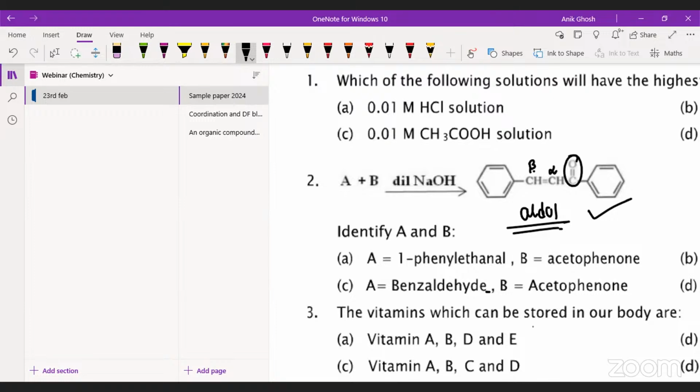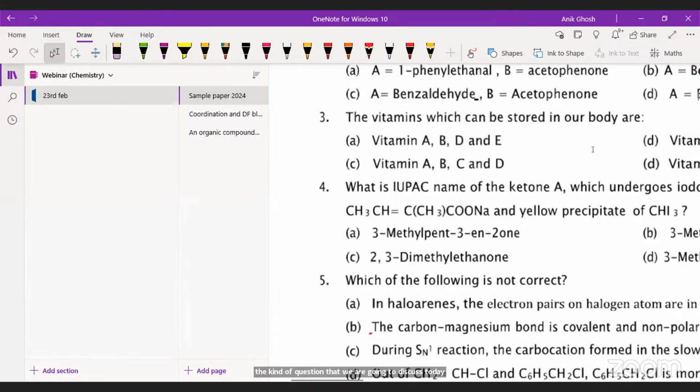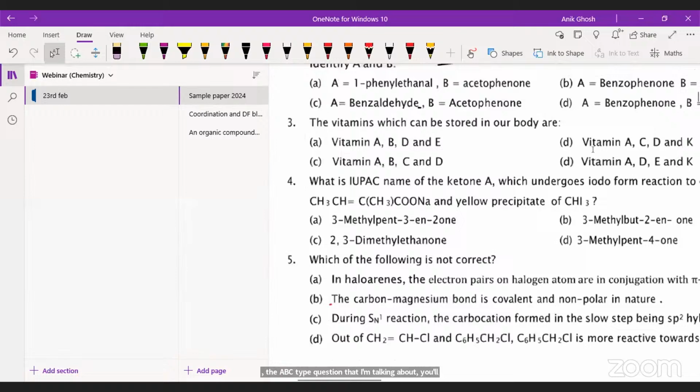I guess all of you can see it. So this particular question that you can see here, you can say it's an alpha beta unsaturated carbonyl. So this has to be an aldol condensation product, right? Similarly, if you go deeper down in this paper, you'll see there are more questions like this. Like 90% of the questions are like this only, and for the kind of question we are going to discuss today, the ABCD type question, you'll see there are many questions they are putting under this concept.